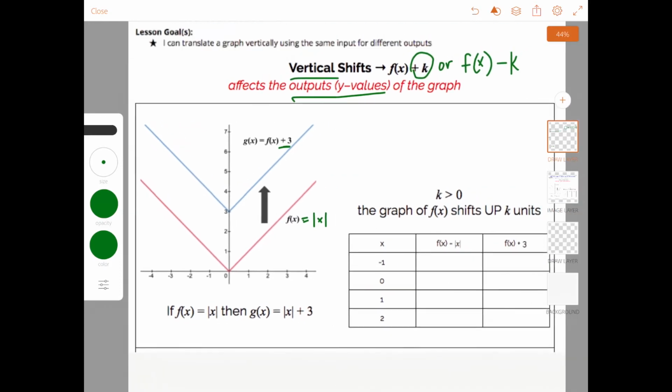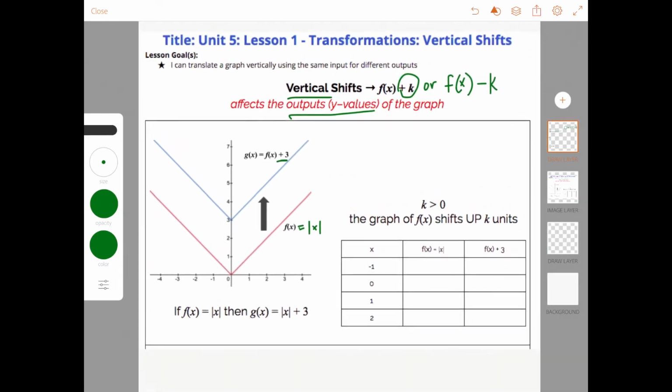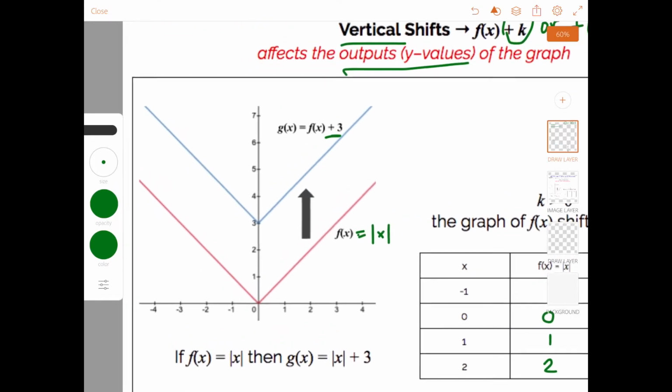So now we're going to move over to this table we have on the right-hand side. You see our input values, those are our x values. All right, and I'm just going to fill in the corresponding outputs. For -1, that is 1 unit away from 0 on a number line. 0, that is 0 units away from 0 on the number line. 1 is 1, 2 is 2. And I'm going to jump back to my graph to plot these points.